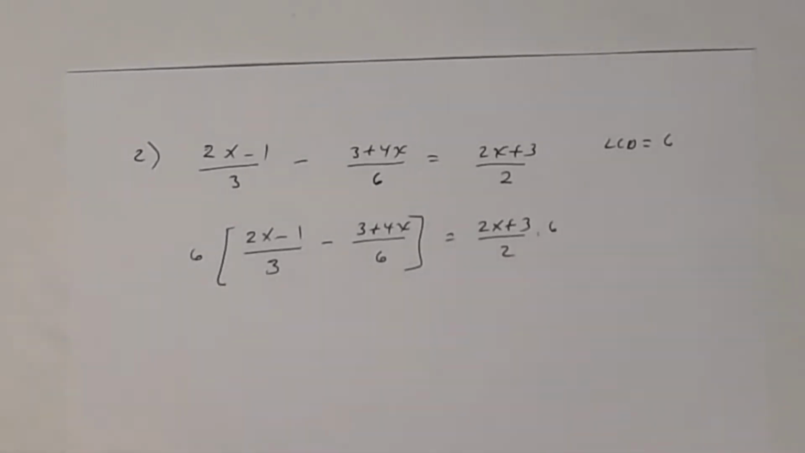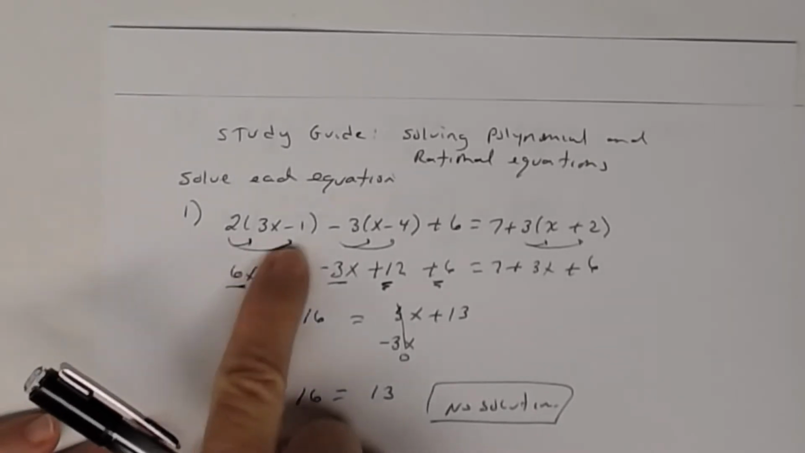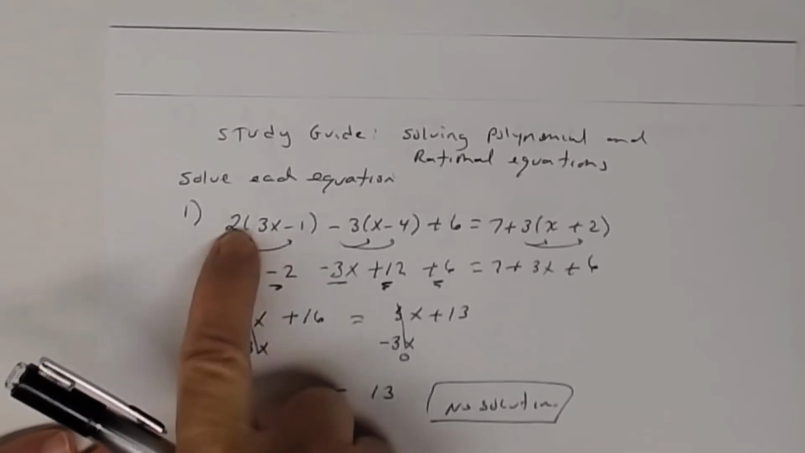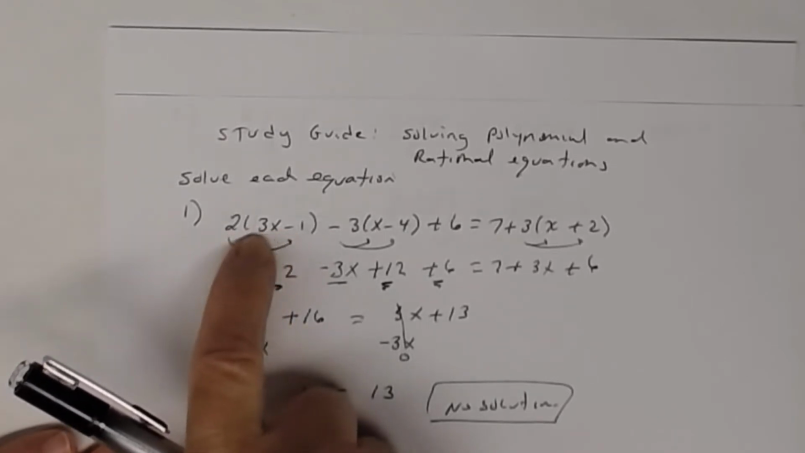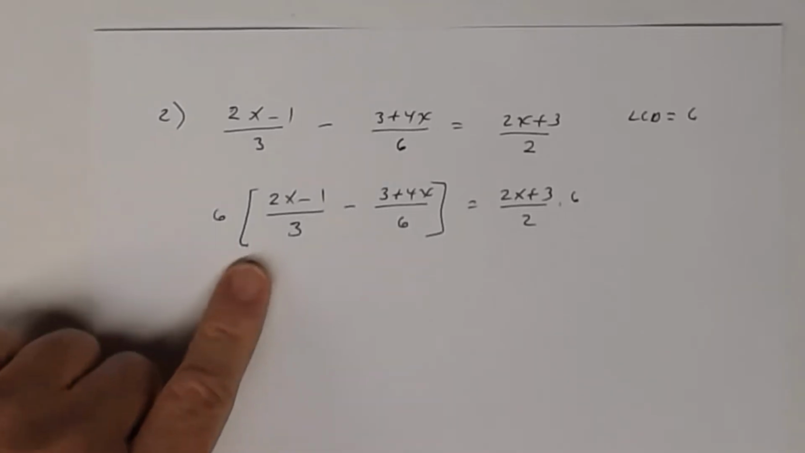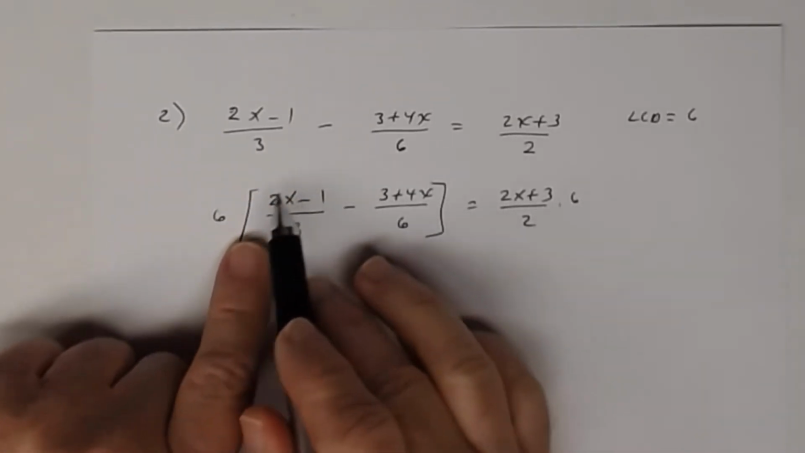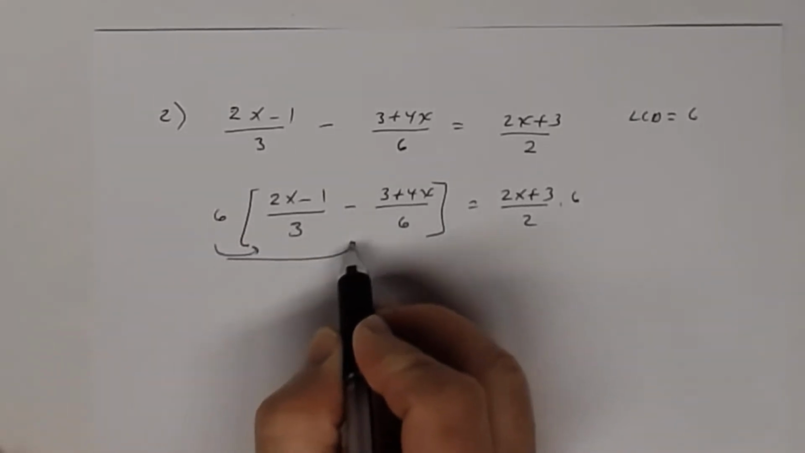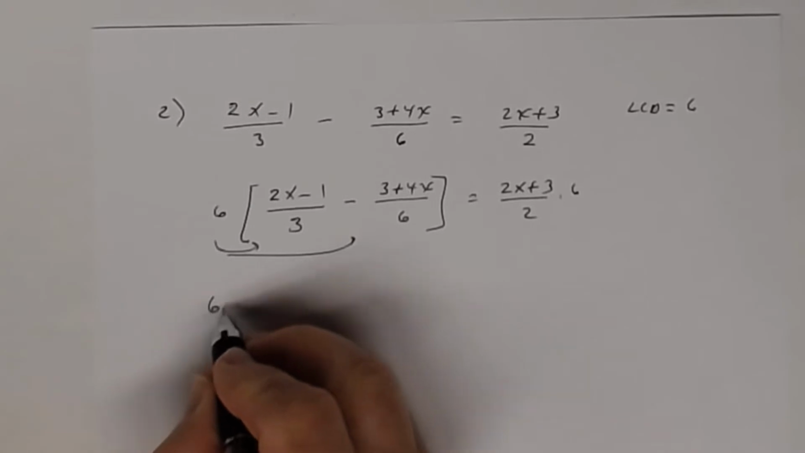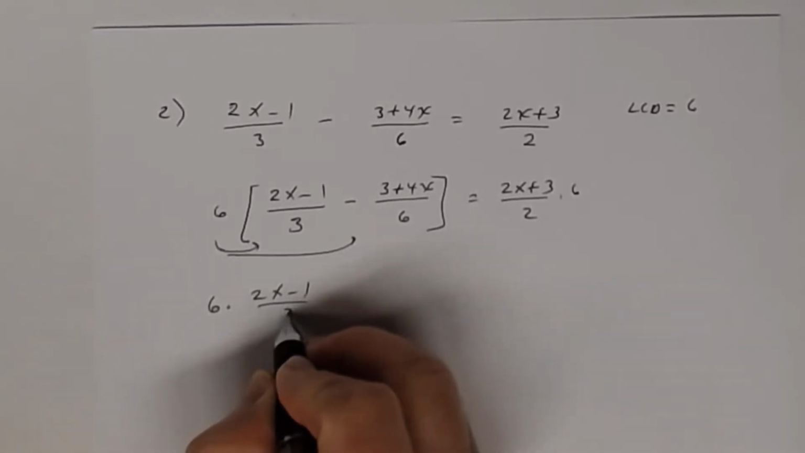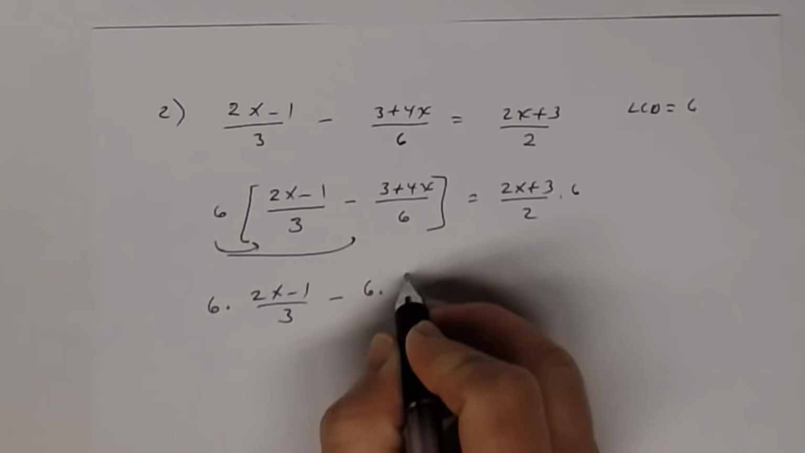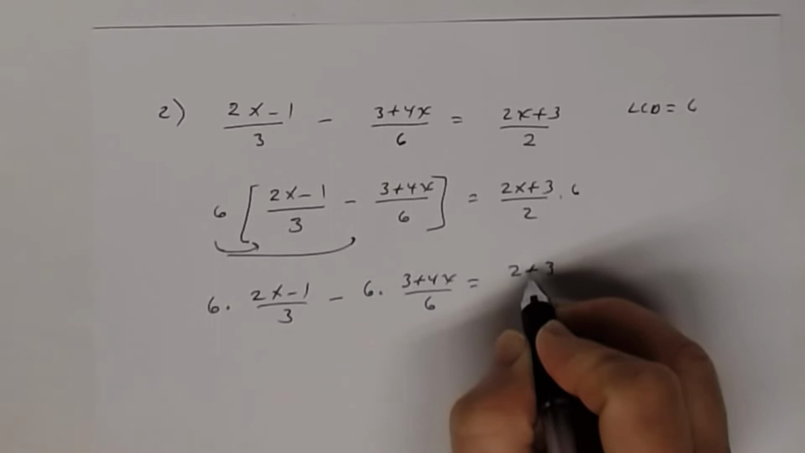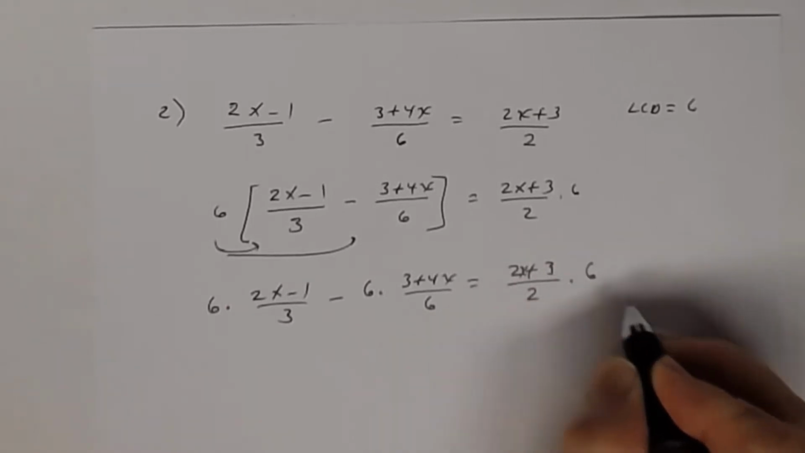All right, now, just like we did in the previous problem, we use the distributive property. I have this expression that's being raised to the first power, so to get rid of those parentheses, I'm going to use the distributive property. Same thing here. I have this expression that's being raised to the first power, so mathematically, I can use the distributive property. So I get 6 times (2x minus 1) divided by 3, minus 6 times (3 plus 4x) divided by 6, equal to (2x plus 3) divided by 2, times 6.